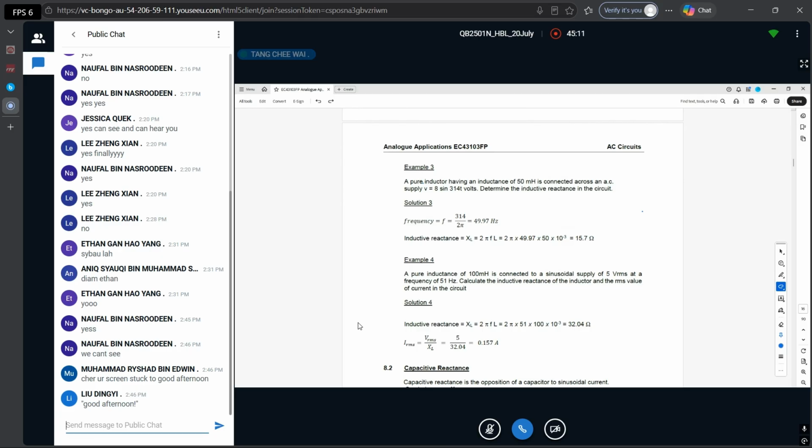Okay. First, we read the question. We talk about an inductor, right? So inductor, the unit for inductance is Henry. So given is 50 millihenry. When we read a question, we see what is given first. Then we try to solve. Inductance given at 50 millihenries. Then they say the supply is given by this formula.